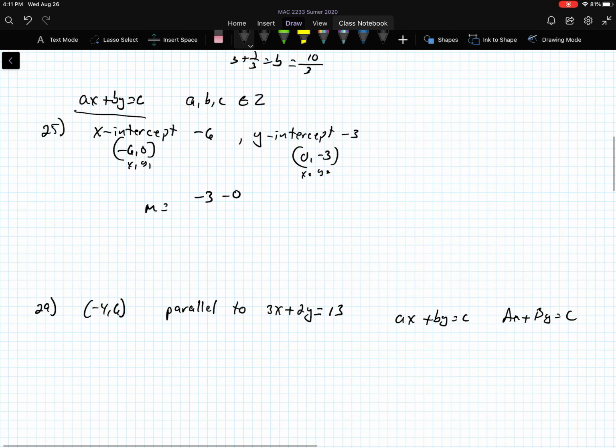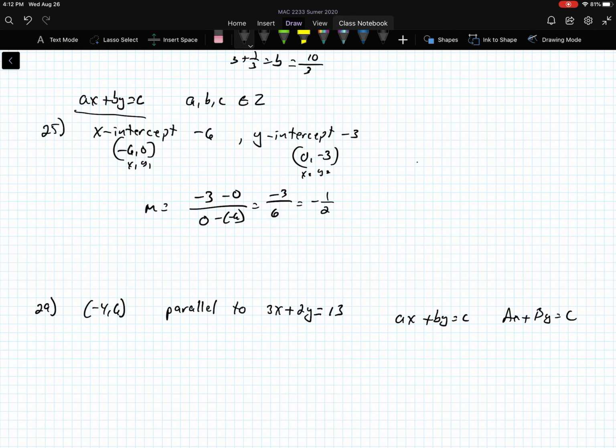So m equals -3 over 0 minus -6, -3 over 6 is -1/2. So, right, -3 minus 0 is -3, 0 minus -6 is 0 plus 6, and -3 divided by 6 is -1/2. So that's the slope. So the next thing we're going to do is I'm going to plug these in.